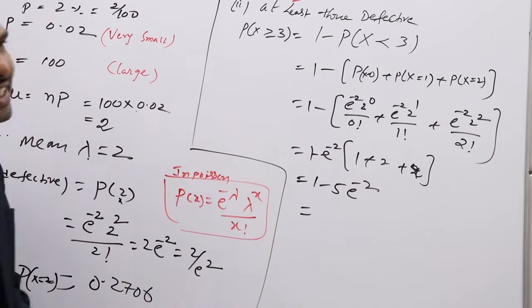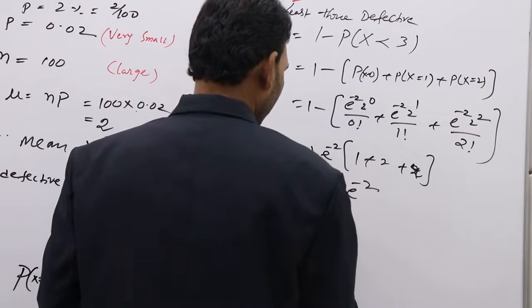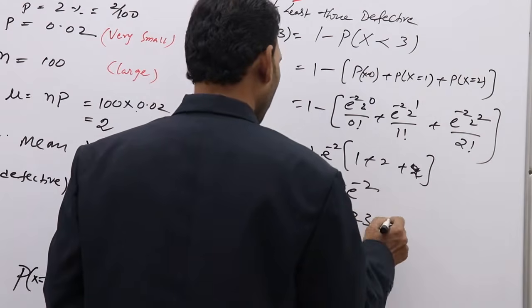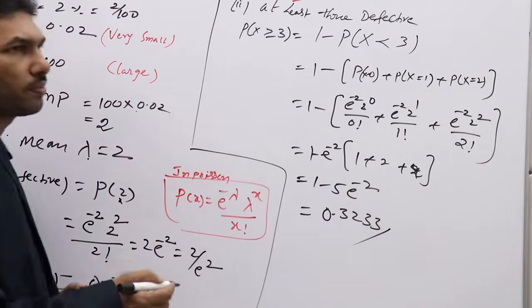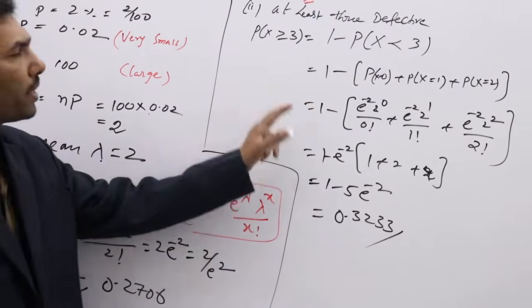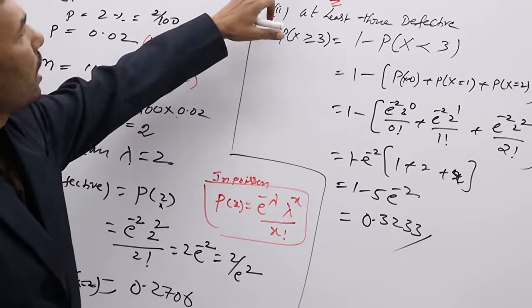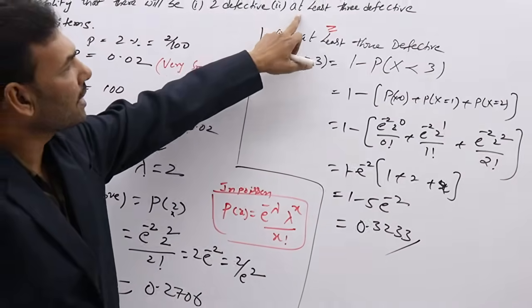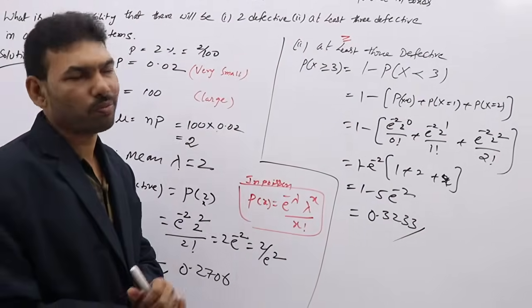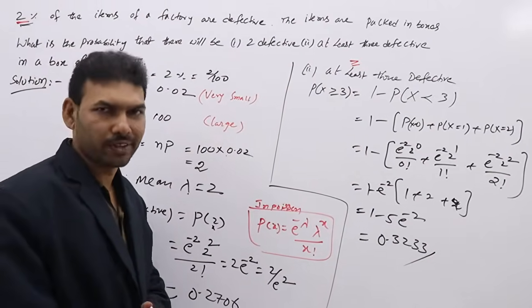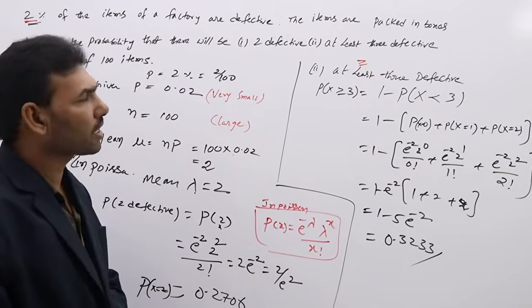You have to use a calculator, no alternate way. So if you calculate, you will get 0.323, which is the probability of getting at least 3 defective. Any doubts you may ask anytime.